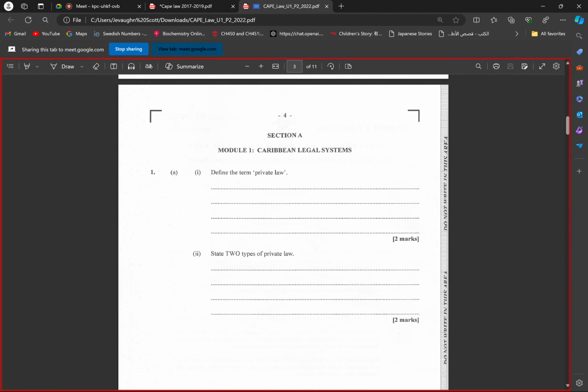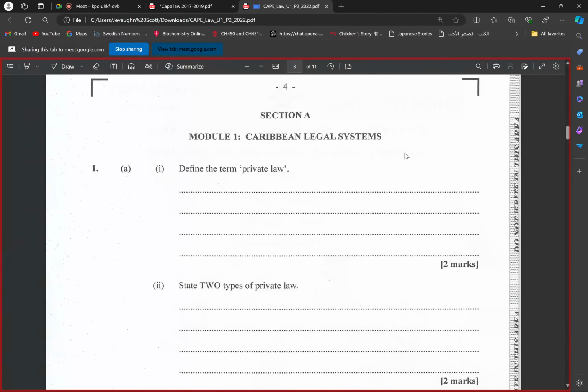Alright, lovely. So define the term private law. Define the term private law. That should be easy. What's private law? What's private law? Anyone?